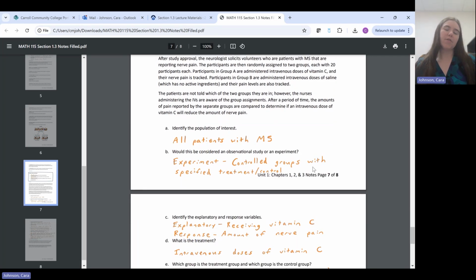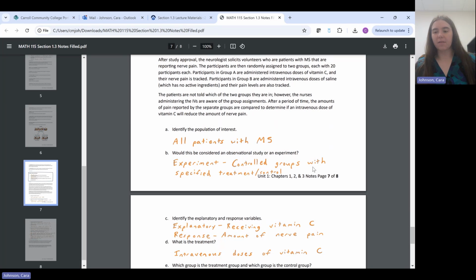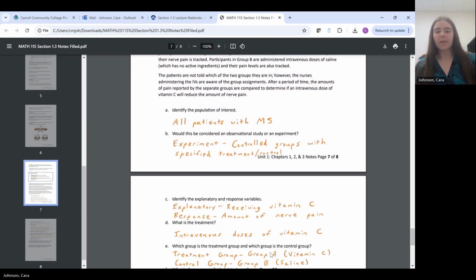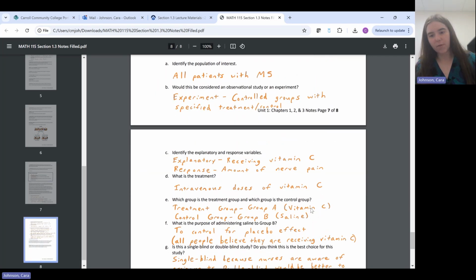And then the treatment here, that is what the active or treatment group is receiving. They're receiving an intravenous dose of vitamin C. The treatment group would be group A, the ones receiving the vitamin C. The control group is the group with the saline.